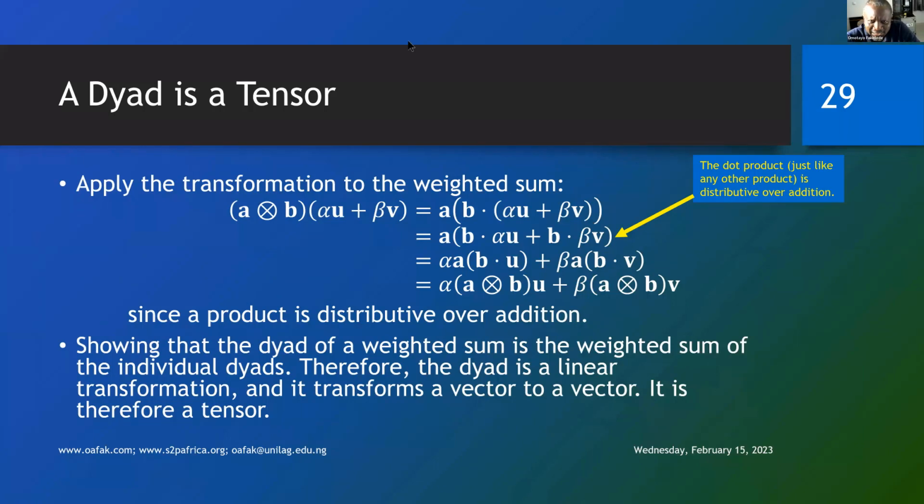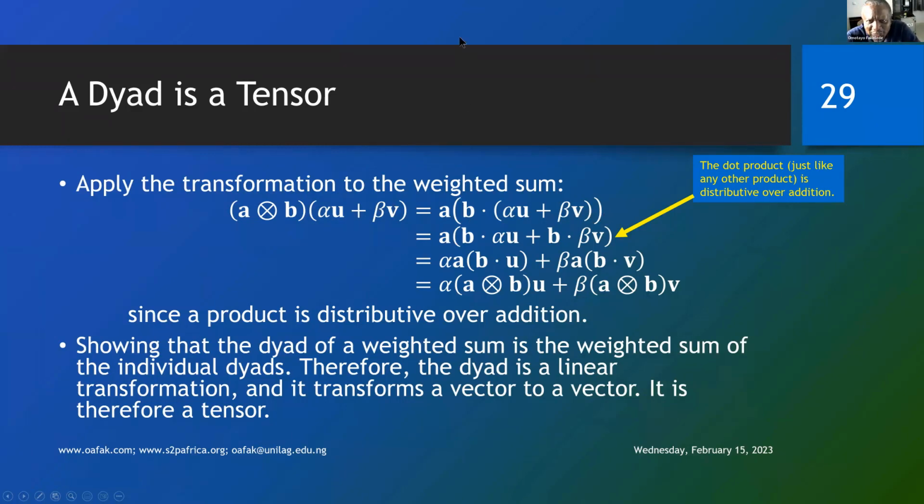Again, be ready, class, to answer me quickly so that we move fast. Why is the first equality here correct? The first line, why is it correct? Yes, David Anigbo got it right. That is the definition of the dyad. If you have a dyad, you take the dot product with the vector you are operating on, which is this weighted sum. So that is why the first line is correct. That's the definition of a dyad.